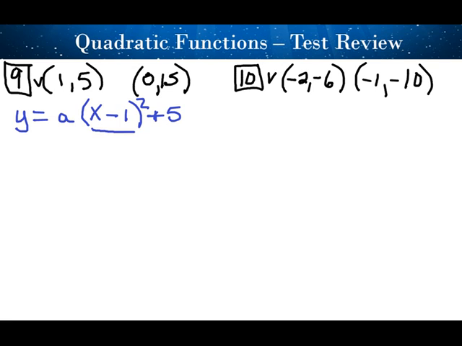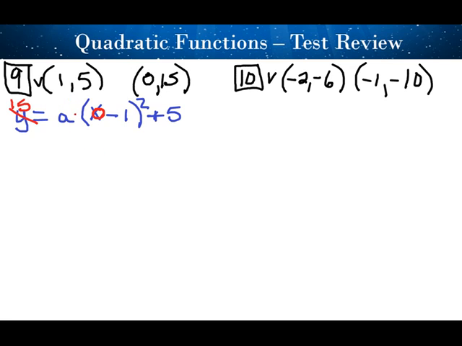And then I would have +5. Okay. Now, what they want you to do is pass it through 0, 15. So I'm going to put 0 and 15 into the equation. The 15 is going to go here, and the 0 is going to go right here. Okay. Now the only other variable I have left is a.